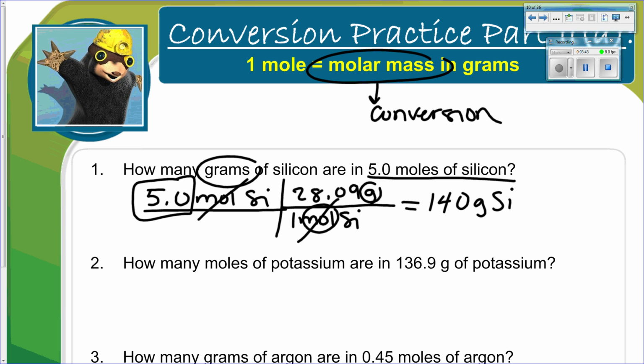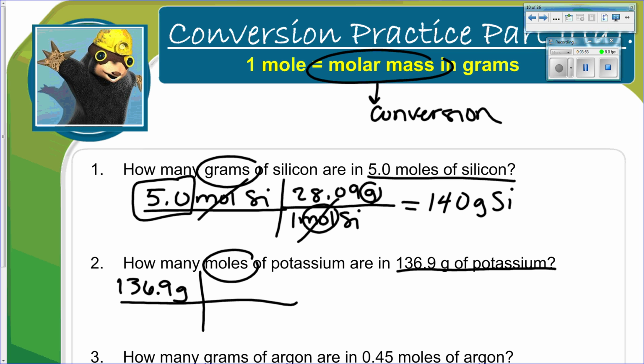So if you were going to do problem number 2, you got how many moles of potassium are in 136.9 grams of potassium. So we're going to moles, 136.9 grams. Okay, and this time you're going to use the same conversion factor, but remember, you have to be able to cancel out like units. So this time moles is going to be at the top. And it should be K. There should be K there as well. And if you look on your periodic table, the molar mass of potassium is 39.10 grams of potassium.